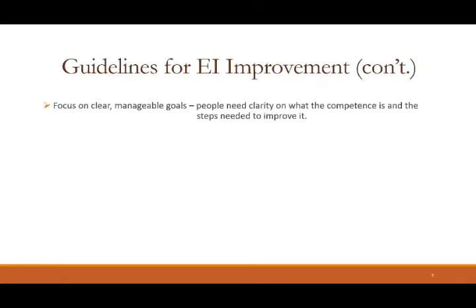Focus on clear, manageable goals. What is the behavior that you're trying to change, and how will this be accomplished? Avoid being vague in general in this area. Be specific.